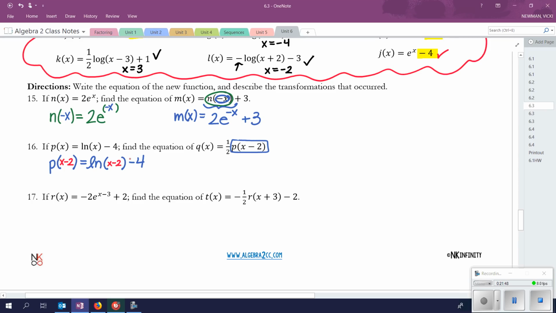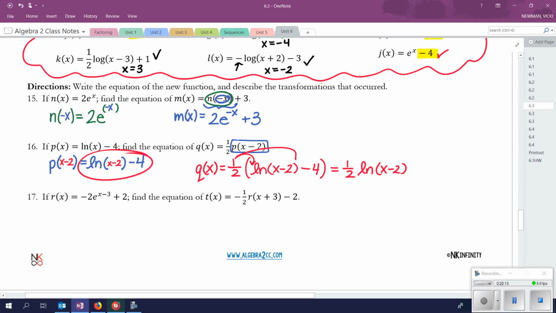Surprise! So now you can write q of x. Q of x is 1/2 of this. Parentheses, ln x minus 2 minus 4. Which we would probably rewrite as 1/2 ln x minus 2. That goes there, and then it goes there. Sorry. It's over. Okay. One more crazy one.